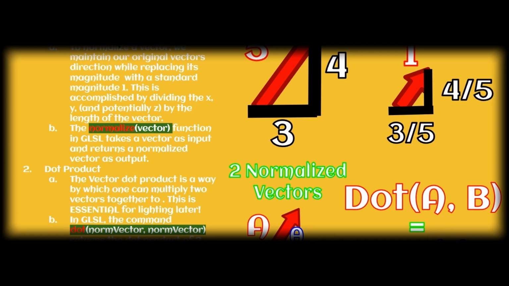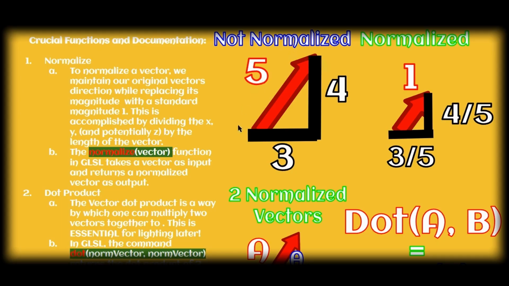So the normalize function for a vector: to do this, we normalize a vector by maintaining its original direction, but replacing its magnitude with a standard of 1. This is accomplished by dividing the x and y, and potentially z, by the length of the vector. The normalize function in GLSL takes a vector as an input and returns a normalized vector as an output. So this is our vector from the last example. A normalized version of it would have a length of 1, a y component of 4 over 5 and an x component of 3 over 5.